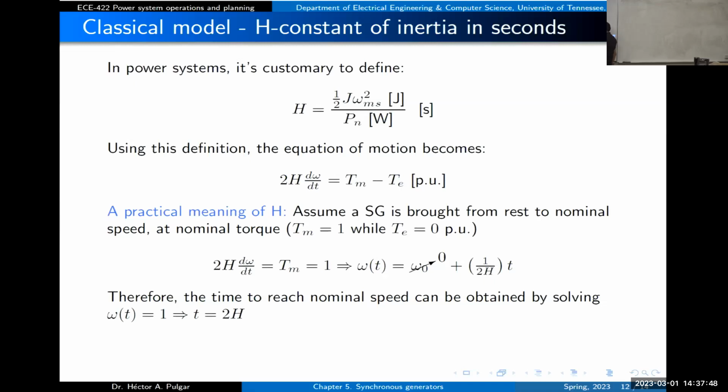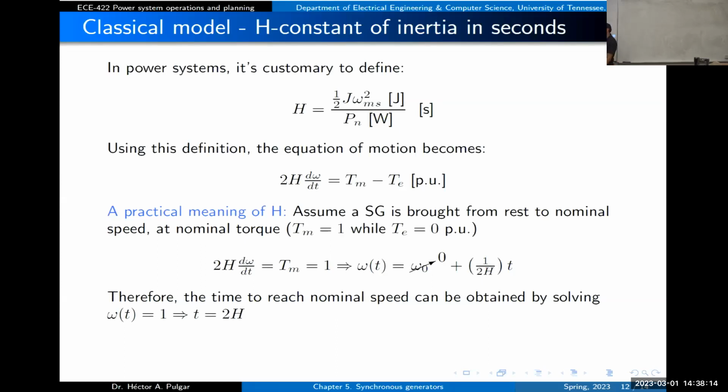Okay, if this is a solution for the speed in that machine, we can determine how much time it will take for this machine to reach nominal speed. So if we replace this by 1, because that's what we want to obtain when omega is 1, we can determine the time that we need for that. As the equation is so simple, if this is 1, the time will be 2H.